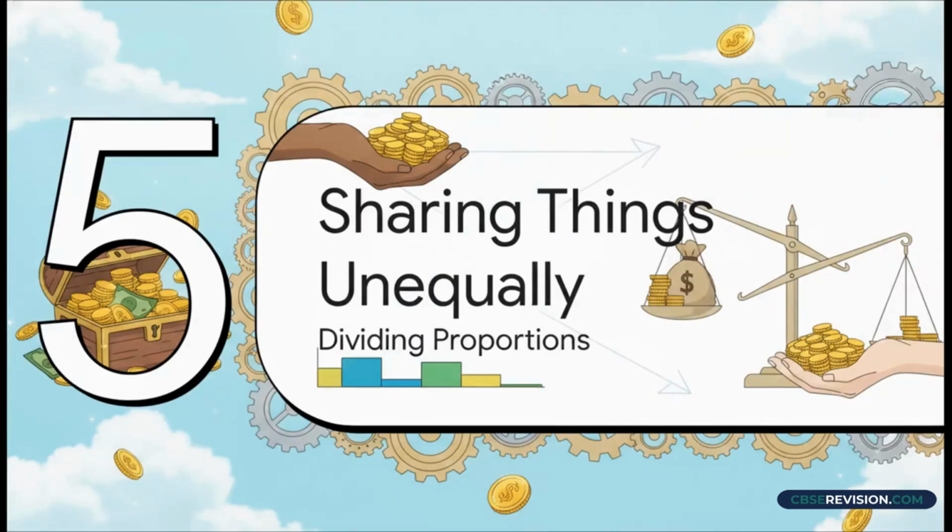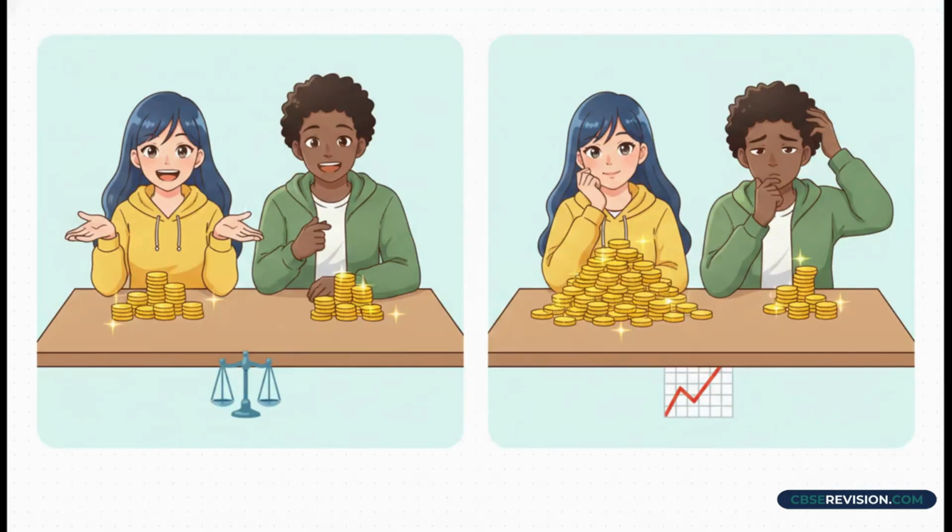And finally, Section 5, sharing things unequally. Now, usually when we share things, we like to share them equally, right? Imagine sharing 12 items between two friends. Sharing equally means a 1-to-1 ratio. You get 6 items and your friend gets 6 items. Fair and square. But what if one friend did a lot more work?